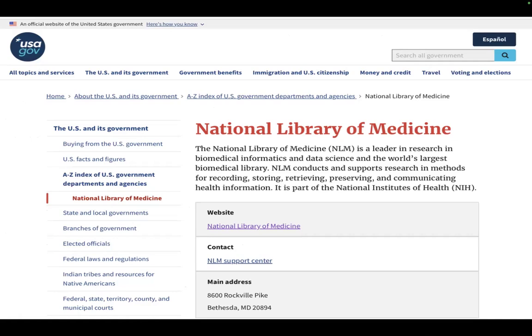So why is it so credible and important to be found on National Library of Medicine? You can see here, the NLM is a leader in research in biomedical informatics, and it's the world's largest biomedical library, and it's part of the NIH. So it's a government agency, which means they only curate legitimate, credible clinicals.